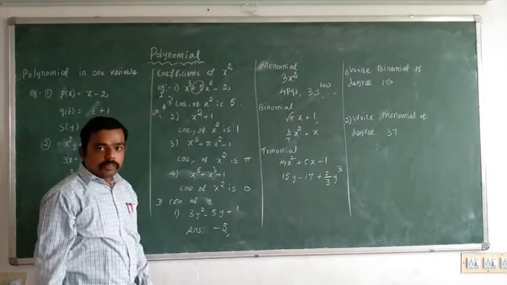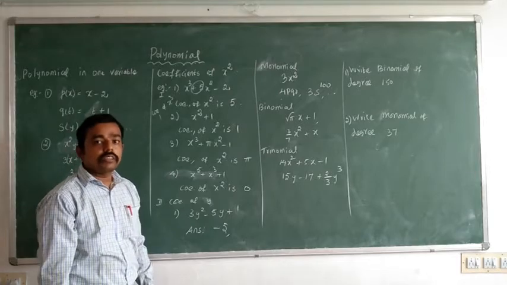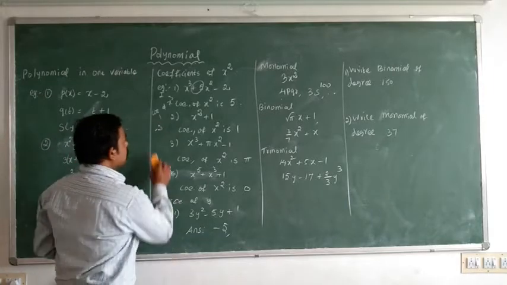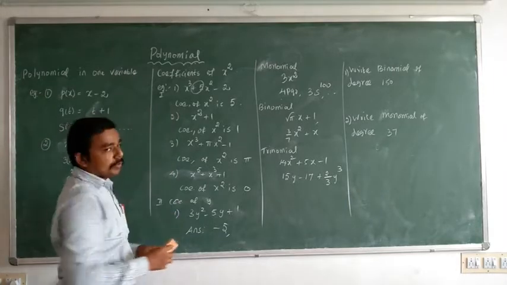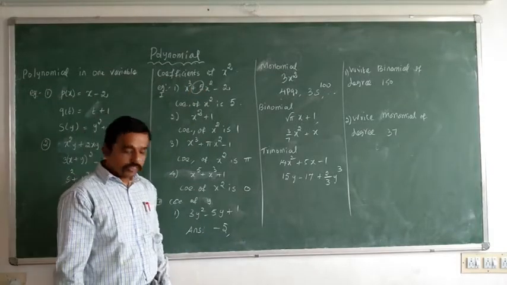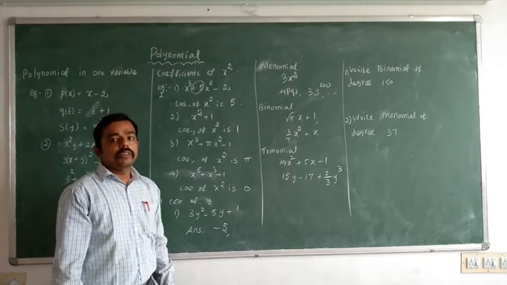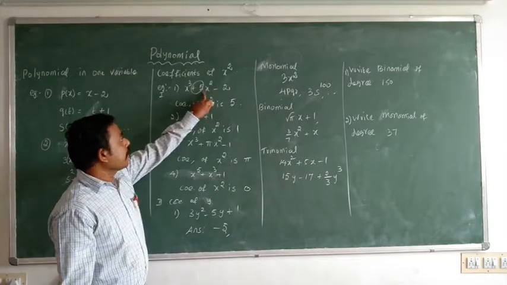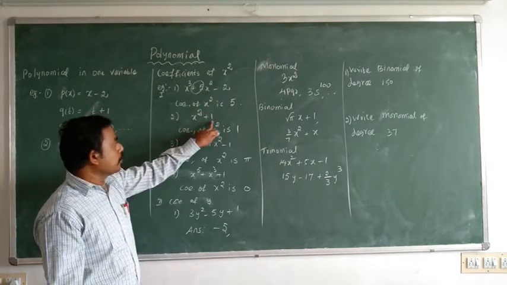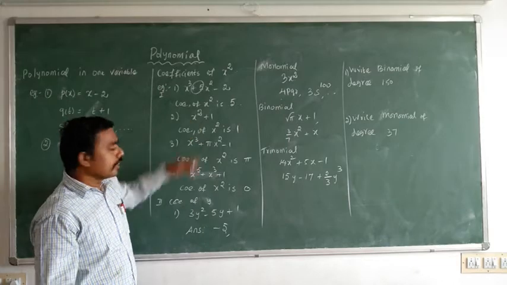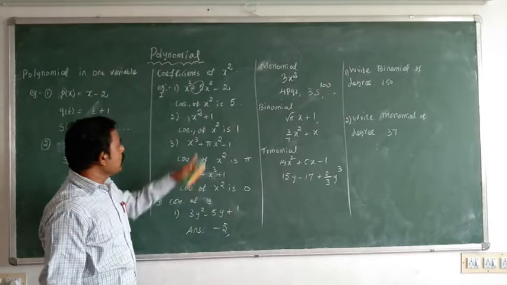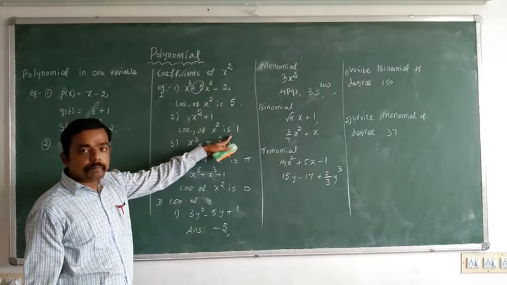A number without any variable is called the constant term. Here the constant term is minus 2. So in this expression you can write the coefficient of x power 3, the coefficient of x squared and the constant term. But if the question is to find the coefficient of x squared, we need to check only the term with x squared. Here it is 5x squared, so 5 is the coefficient of x squared. Similarly, for x squared plus 1, the number in front of x squared is 1, so the coefficient of x squared is 1.